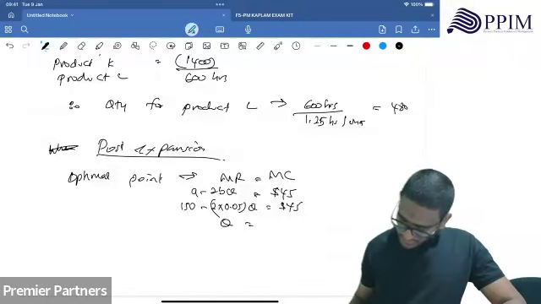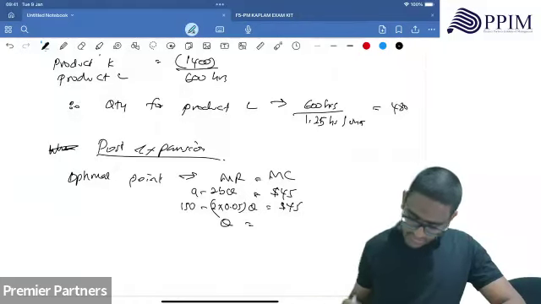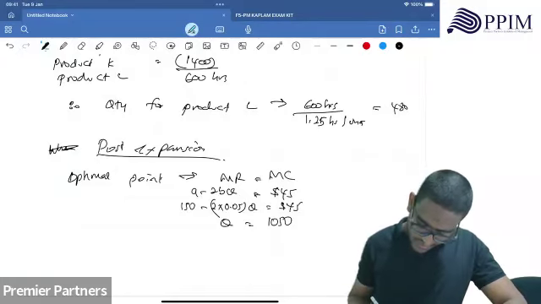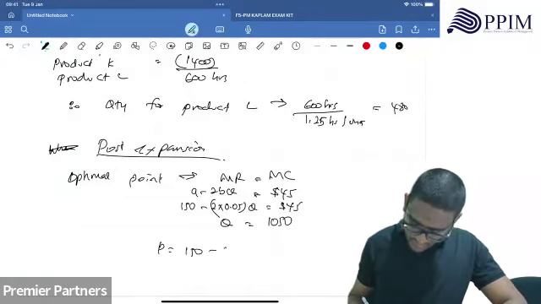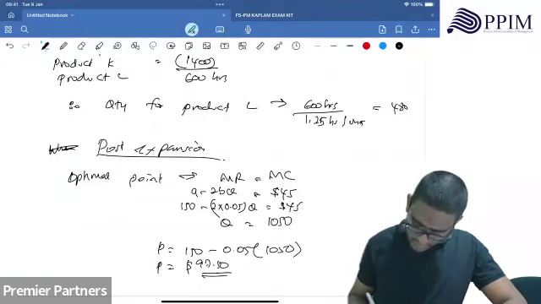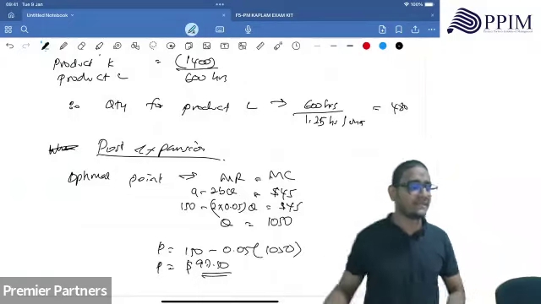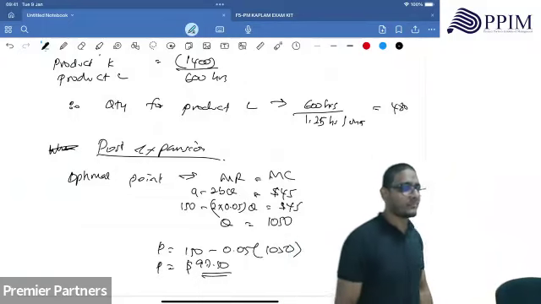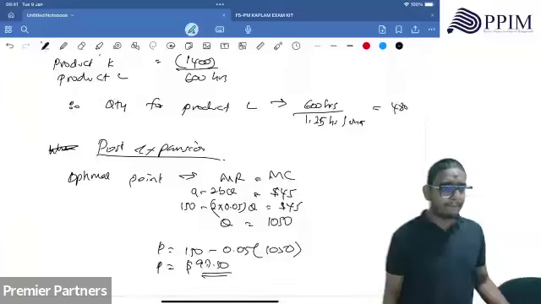So you take 150 minus 45 divided by 2 into 0.05. You get 1050. Then P is equal to 150 minus 0.05Q. So P will be 97.5. Post expansion. Okay. Katri, Salma and Suhaib, you're okay?